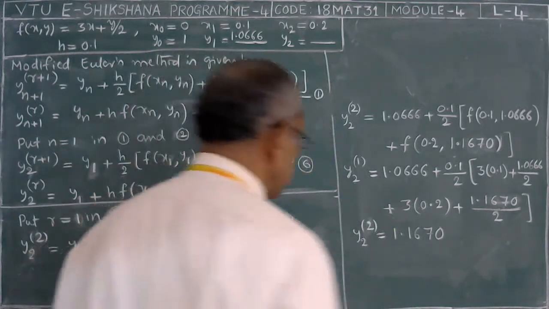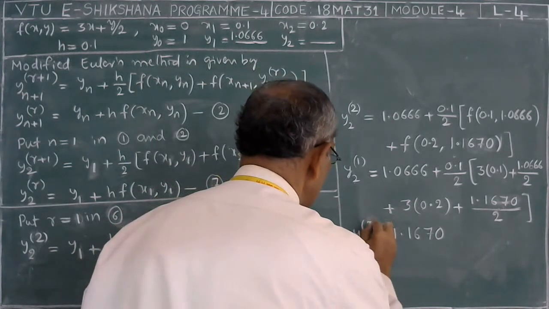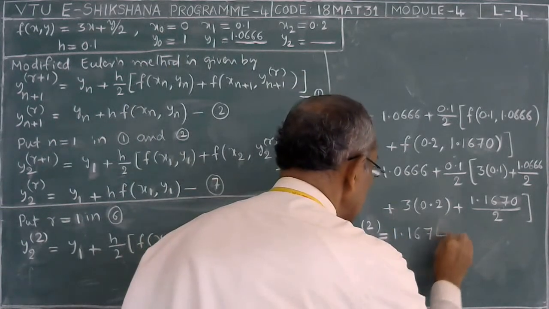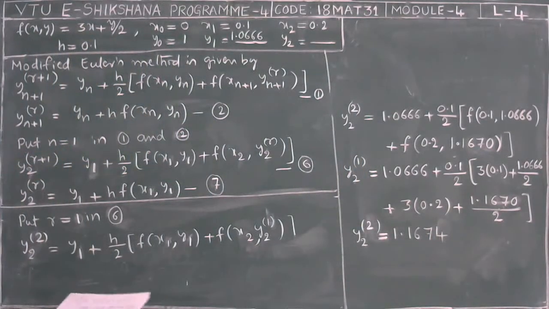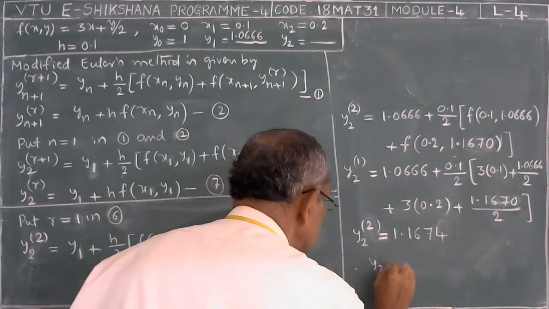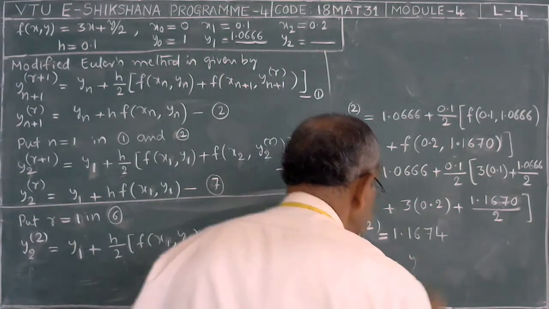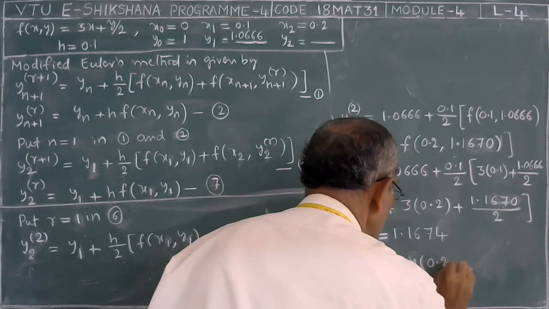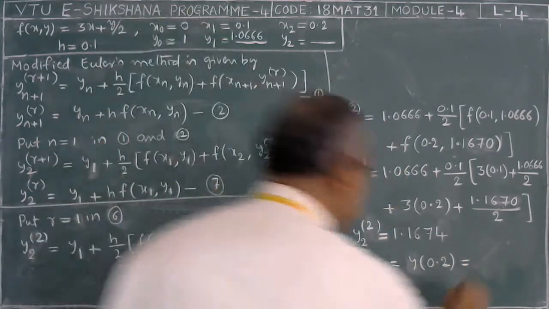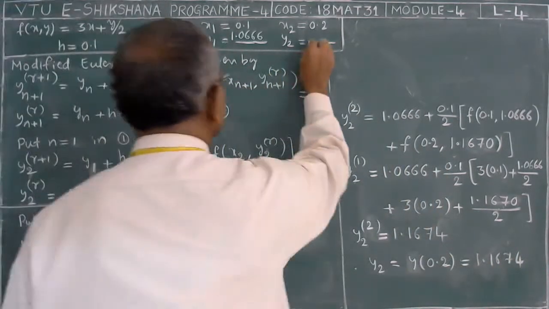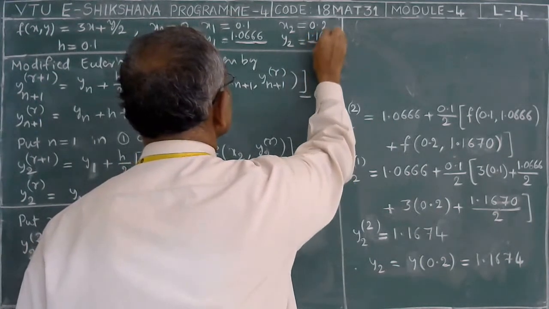So y2 2 is 1.1674. Therefore, y2 is equal to y at x is equal to 0.2, which is equal to 1.1674.